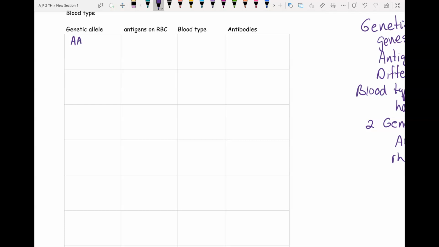Let's say you either have AA, means each parent gave you an A allele, or you could have AO. One parent gave you an A and one parent gave you an O. If that is the case, you will have A antigens on your red blood cells. So A is dominant, O is recessive. If you have 2 capital Ds, so each parent gave you a capital D, or you have one big, one little, then you would also have the D antigen. If you have A and D antigens, your blood type is A positive.